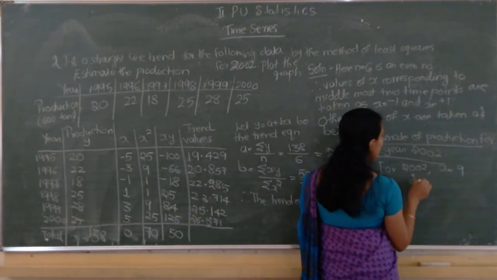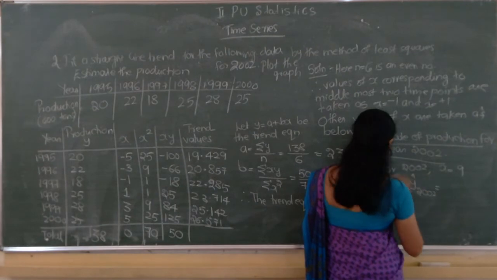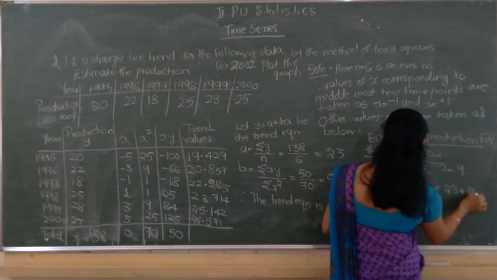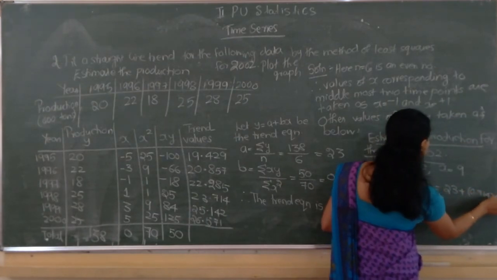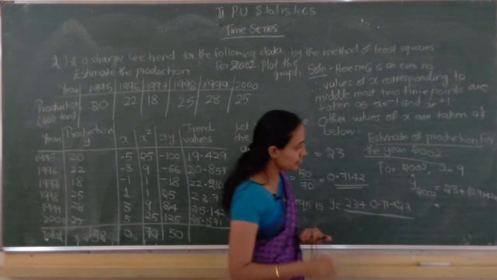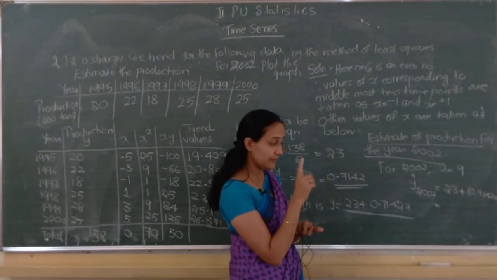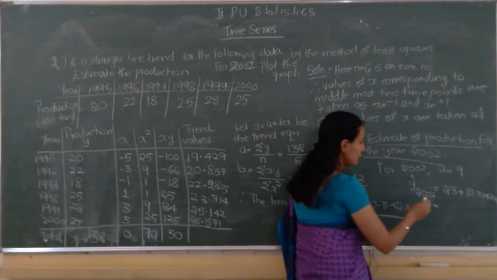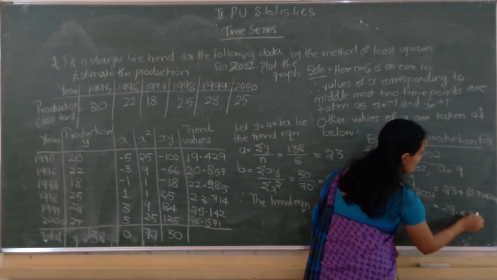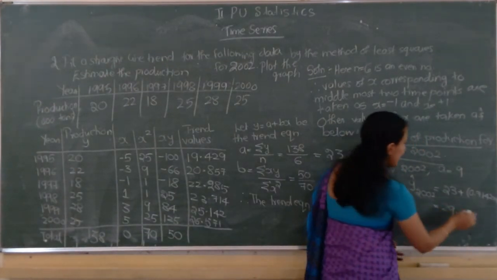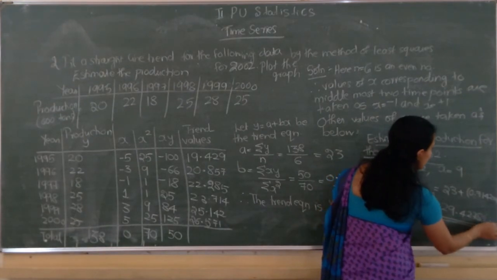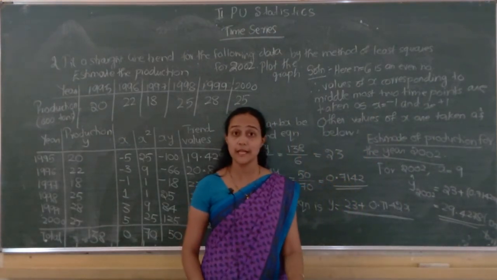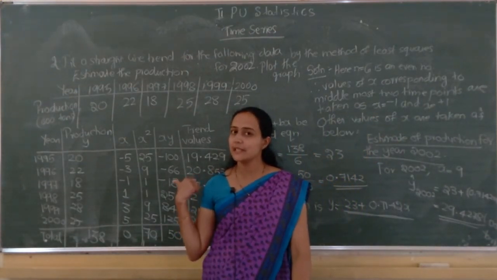So y cap 2002 equals, in this equation with x equal to 9, put 23 plus 0.7142 into 9. First do 0.7142 into 9 to get one quantity, plus 23, and the answer is 29.42, that much thousand tons. You have to write the unit. Okay, clear?